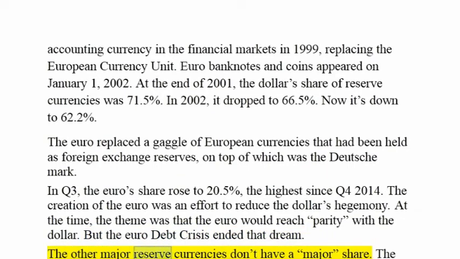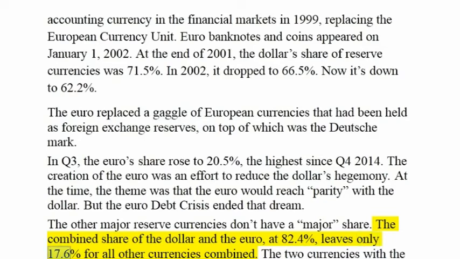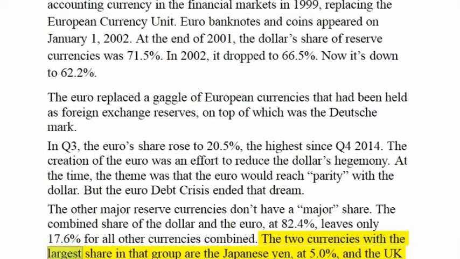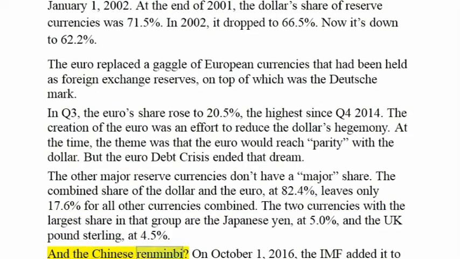The other major reserve currencies don't have a larger share. The combined share of the dollar and the euro, at 82.4%, leaves only 17.6% for all other currencies combined. The two currencies with the largest share in that group are the Japanese yen, at 5.0%, and the UK pound sterling, at 4.5%. And the Chinese renminbi?